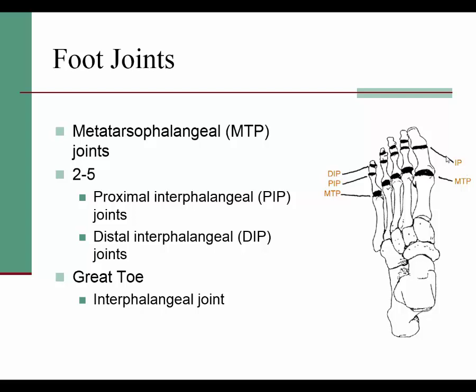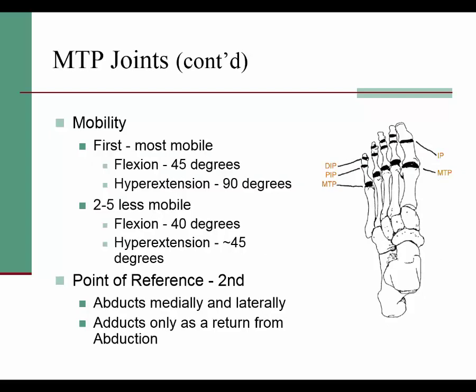As far as the metatarsophalangeal joints, when we talk about mobility in the great toe, you have the most mobility here, right in through here. Flexion, you've got about 45 degrees, and hyperextension about 90 degrees.